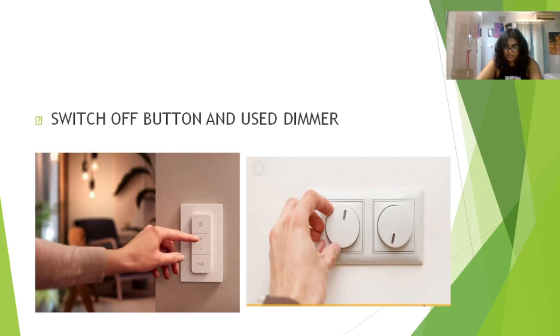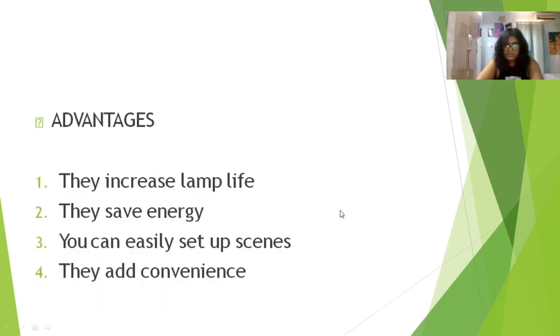These are the switches and dimmers. In the first picture you can see it's an on and off switch, and in the second there are dimmers. The advantages of this lighting system are: first, they increase the life of the lamp. Second, they save energy. Third, you can easily set up the scenes. Fourth, they are convenient.